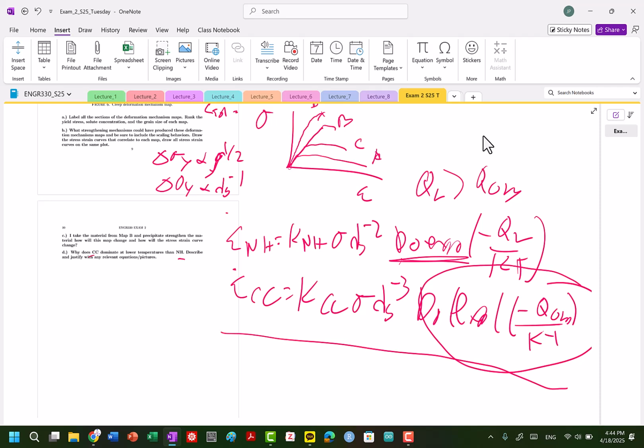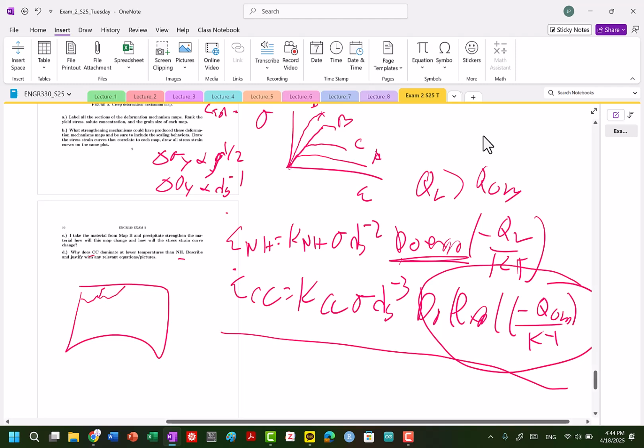Now, the weird part is, why would Nabarro-Herring ever dominate at all? And that has to do with the picture of, as my grain size shrinks, I have more diffusive pathways, so I can diffuse in Coble. But if I have a large grain size, eventually this wiggle over here will dominate the whole thing.